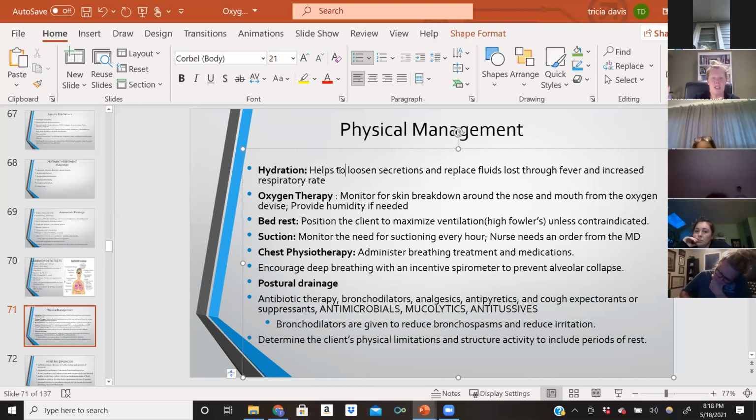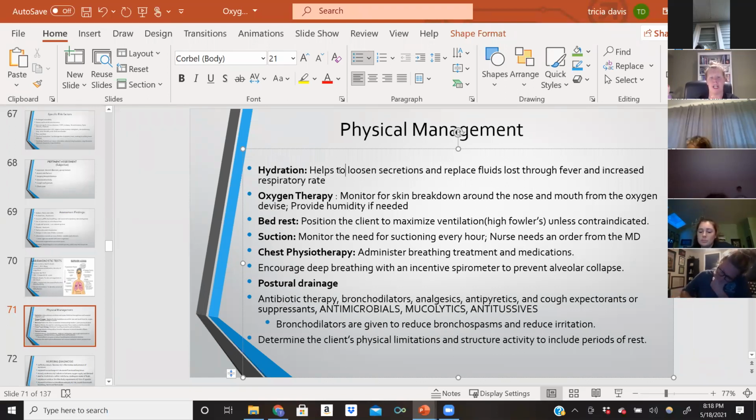So we want to suction our patients if they cannot get that stuff up themselves. If they can't get it out, maybe they cough it up and it's just stuck in their mouth. We want to make sure that we're assessing their need for suctioning every hour, suction as they need it, PRN. We do need an order from the doctor to do this. So you can have the doctor put in an order.